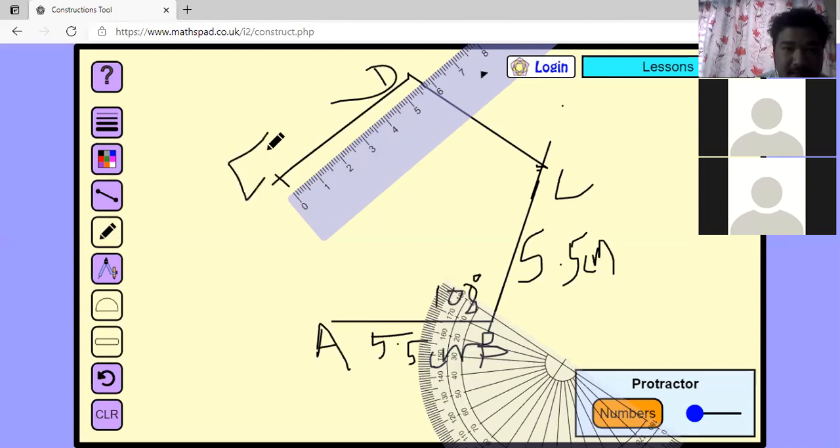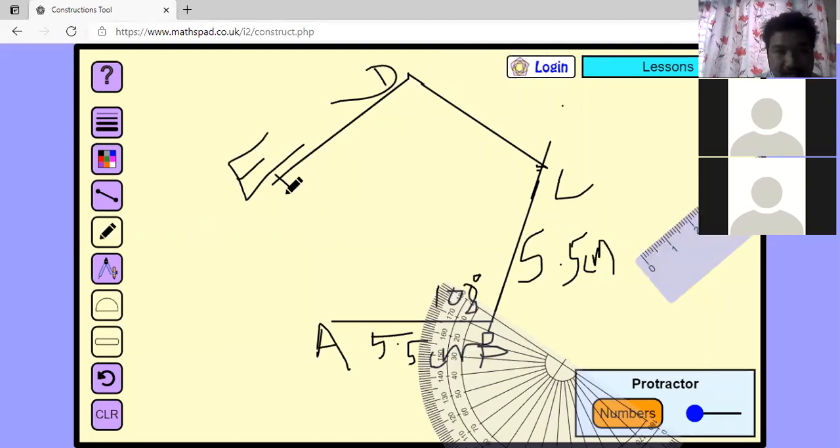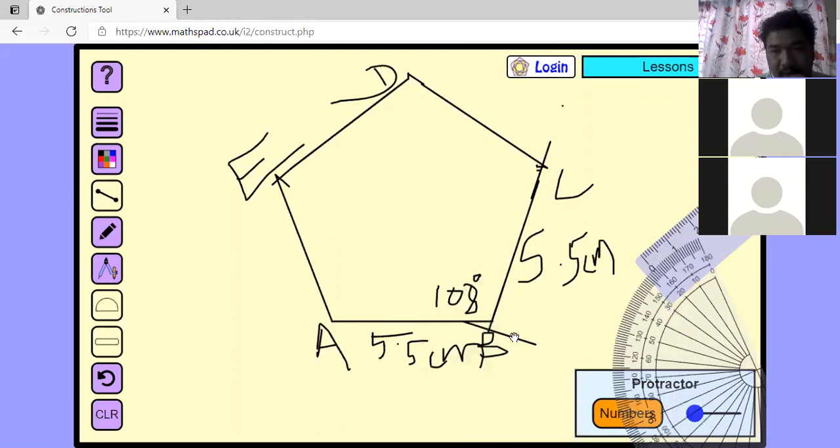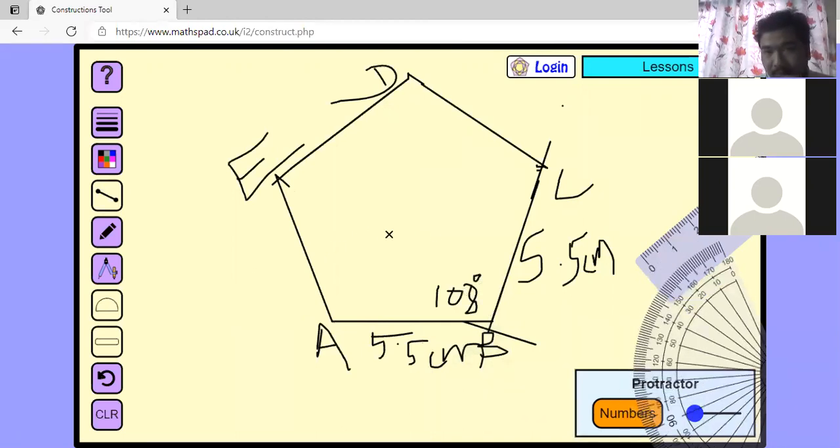You can give a name. Okay, and now we have to join this E and A with the help of ruler and a straight line, and you will get the required pentagon. Okay, children, have you understood how to construct this pentagon? You understood?